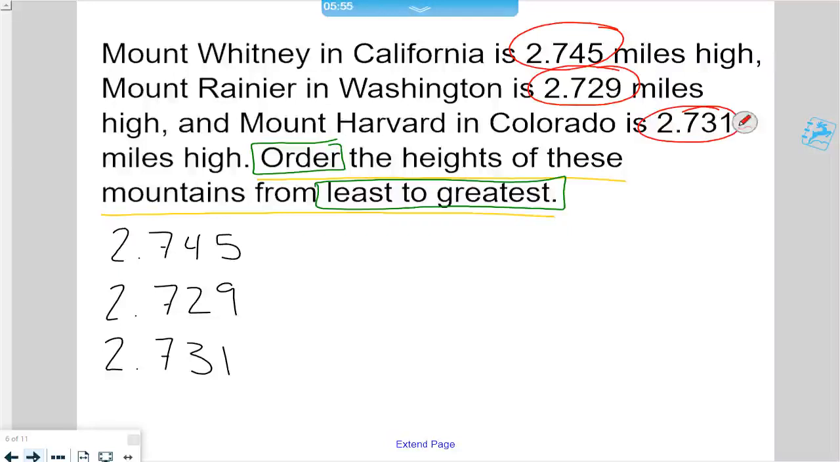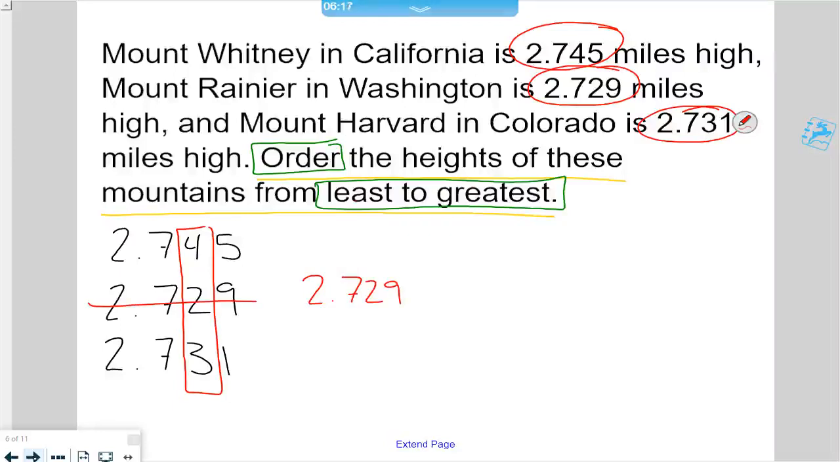The 2's are all the same. My tenths are all the same. So I'm going to come right here. I have 4, 2, and a 3. I'm looking for least to greatest, so my smallest number out of 4, 2, and 3 is 2. So 2 and 729 thousandths is my smallest.